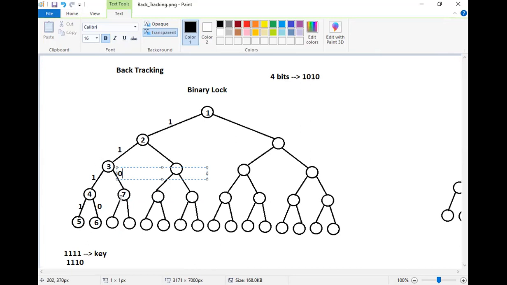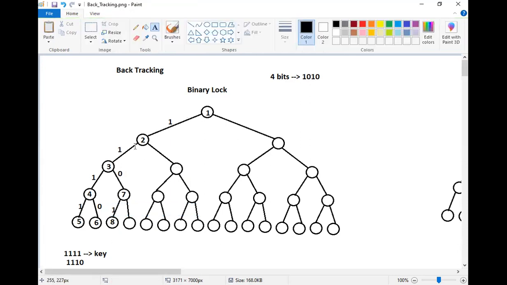Right? Now, from 7, I know that there can be 2 possibilities. From 7, I can reach 8, and the edge value will be 1. Okay. Now, will this particular path give me a solution as 1, 1, 0, 1? No. Then what has to be done? Go back. Go back means where? From 8, I will go back to 7.